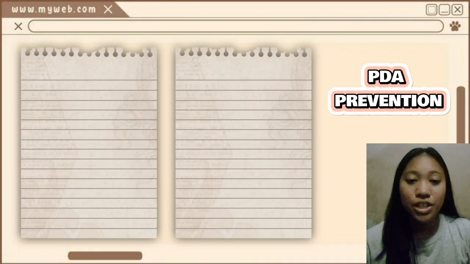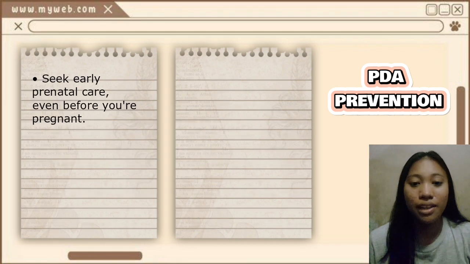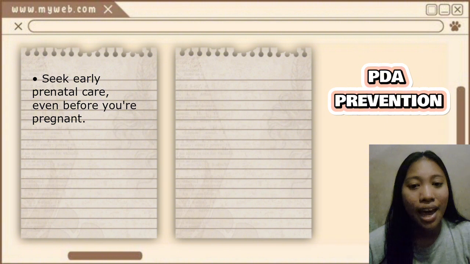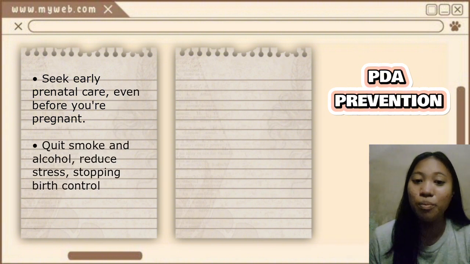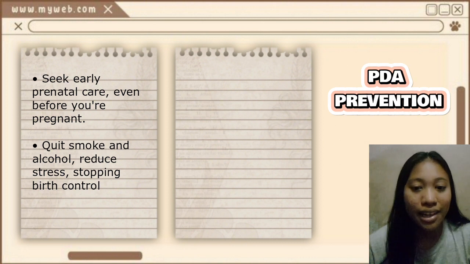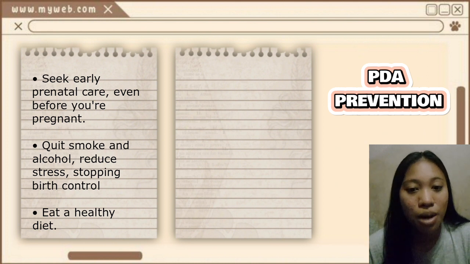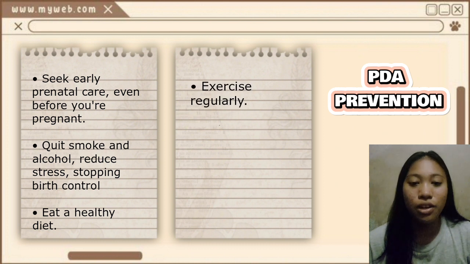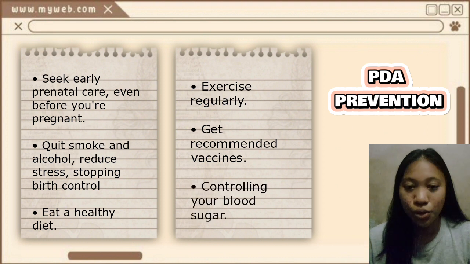There is no known prevention for PDA. However, it's important to do everything possible to have a healthy pregnancy. So here are some of the basics. Seek early prenatal care even before you're pregnant, quit smoking and alcohol, reduce your stress, and stop birth control. Eat a healthy diet. Include a vitamin supplement that contains folic acid, taking 400 micrograms of folic acid daily before and during pregnancy. Exercise regularly. Get recommended vaccines, and control your blood sugar.